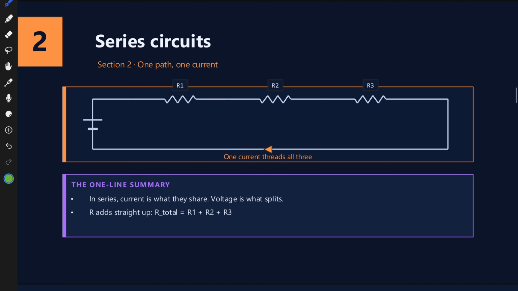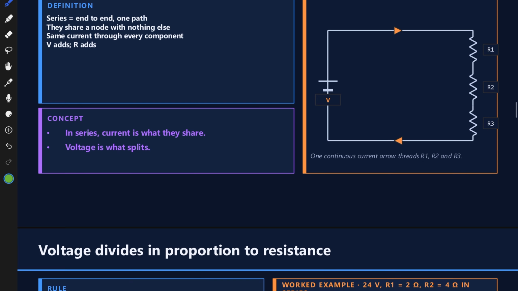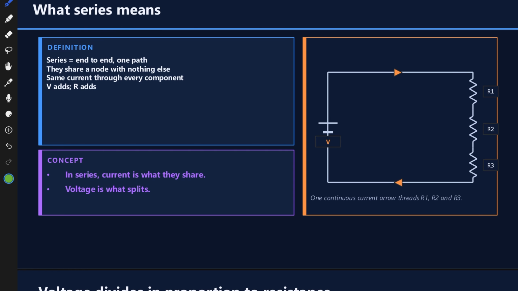So now let's look at series circuits, okay? One path and only one current. So series means end to end, one path, right? A series, a TV show or a TV series, is multiple seasons or multiple episodes of the same show, right? Which connect together. Similarly, a series circuit is a circuit with multiple resistors in the same line.